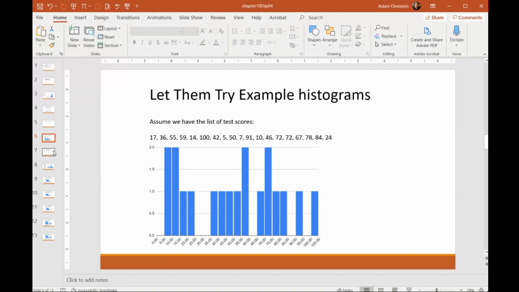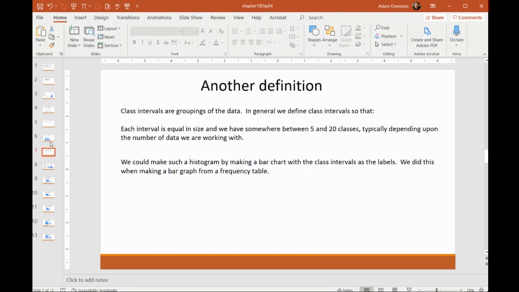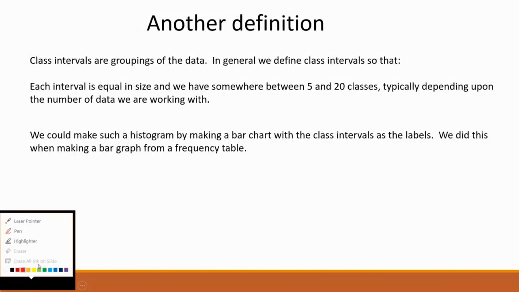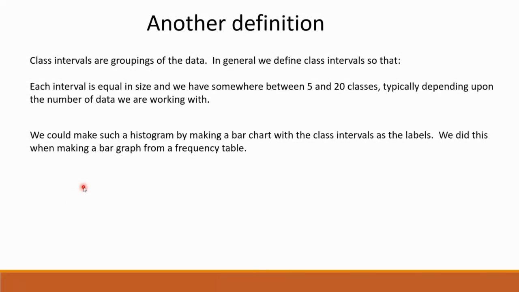I thought it'd be good. I mean, they could be drawn by hand. The book doesn't go into that, so I kind of skipped over that. And this is something else: you can also use class intervals, which are groupings of data. You could do that if you want. This is just a definition I got from the book. When you do this, the number of intervals you would use is between 5 and 20, and they're all equal in size.